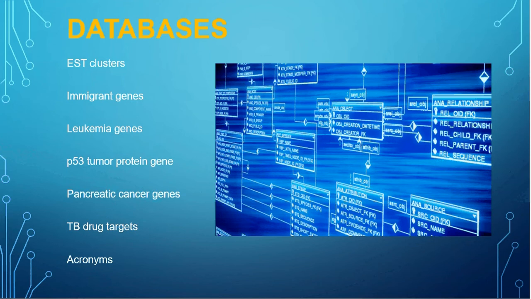The next is the TB drug target database. This database contains information on the anti-tuberculosis drugs and the target proteins for the treatment of tuberculosis as a disease. And finally, that brings us to the acronyms database. This is a database that will analyze large medical texts and records to go through and search for acronyms, so that you can simply go through and search an acronym from a large text and find it very quickly instead of having to thumb through a large book.